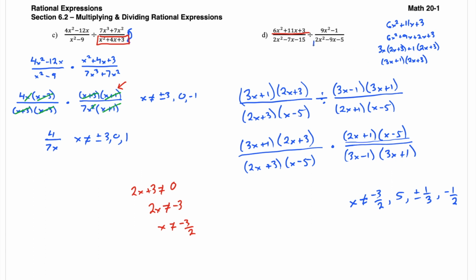And that's just because when it was over here, it was still in the denominator. It's over here as well. And so you have to then still include that. So here then, if we cancel out our terms, we have a 3x plus 1, a 3x plus 1, x minus 5, x minus 5, and then the 2x plus 3 will cancel with the 2x plus 3. I'm left with 2x plus 1 over the 3x minus 1.